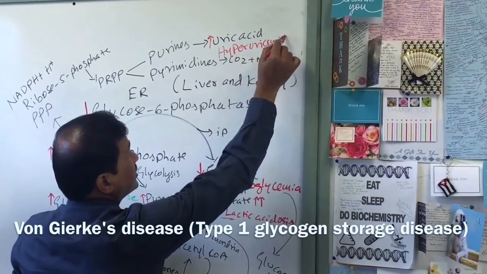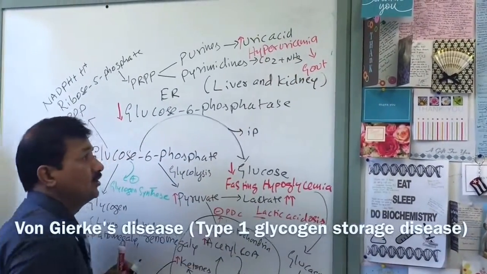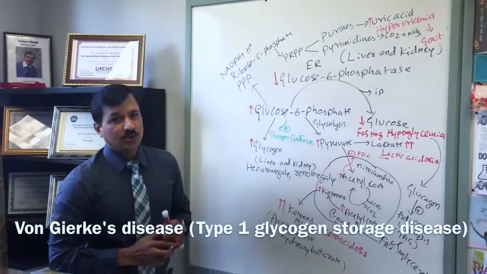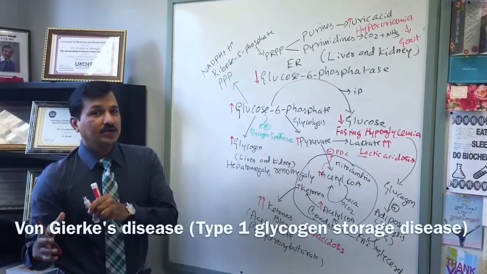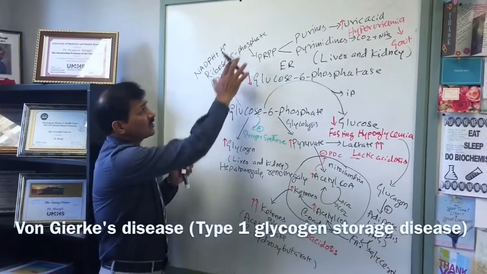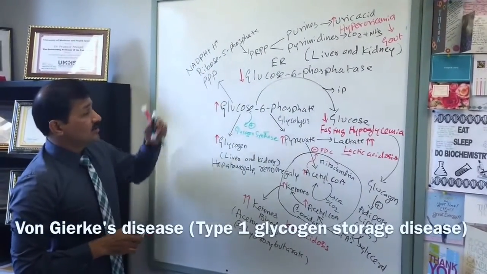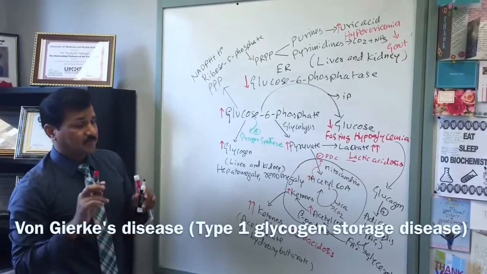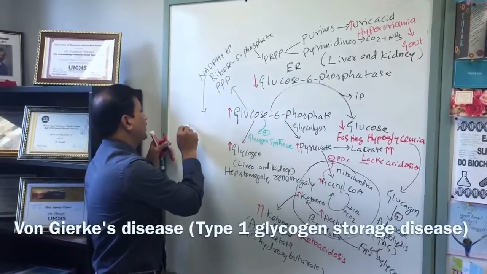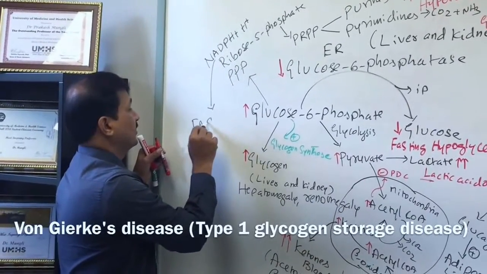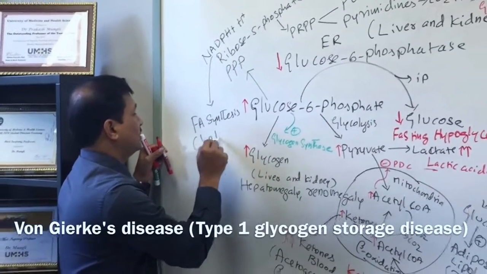Hyperuricemia can lead to gout. Excess uric acid can lead to signs and symptoms of gout. That's why in Von Gierke disease, you may see hyperuricemia leading to gout. So that's about ribose 5-phosphate going towards hyperuricemia. Now let's see what is the use of NADPH plus H plus. If there is plenty of NADPH plus H plus, it will be diverted towards fatty acid synthesis, and also towards cholesterol synthesis.